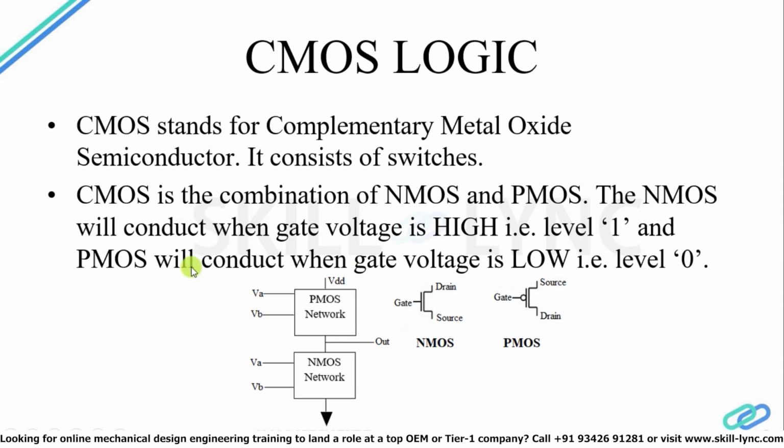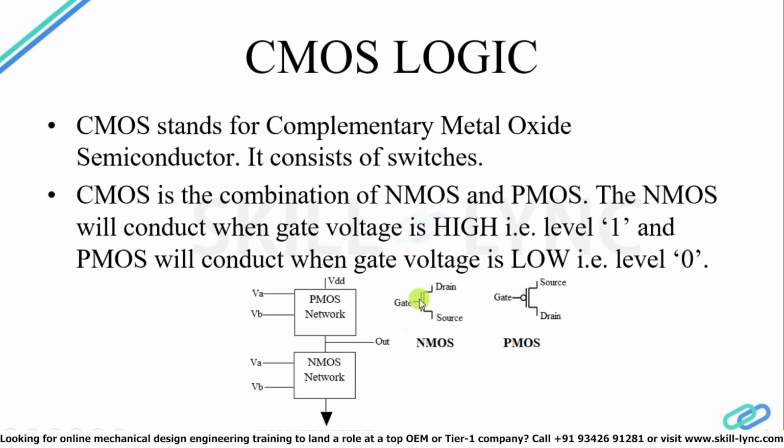As we have seen that it is a combination of PMOS and NMOS, NMOS is built on a P-type substrate and it has N-type source and drain. It has 3 terminals: gate, drain and source. In NMOS the majority carriers are electrons. When high voltage is applied to the gate, then only NMOS will conduct. Similarly, when the gate voltage is low, it will not conduct. So NMOS will conduct only when the gate voltage is equal to 1.